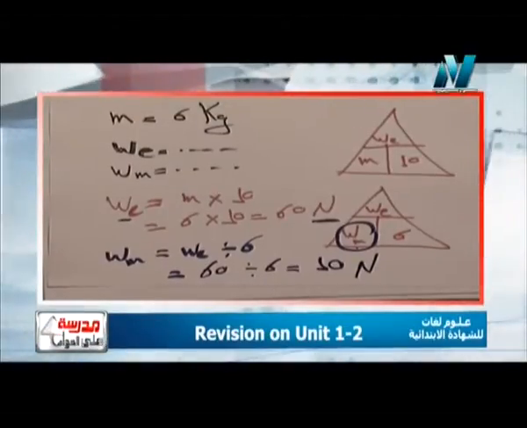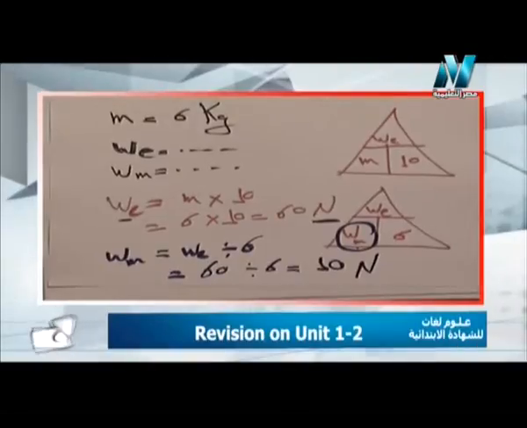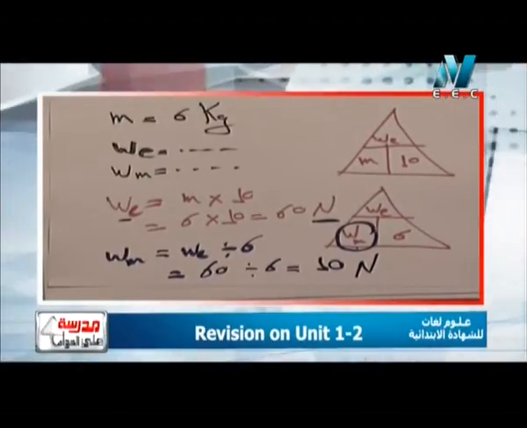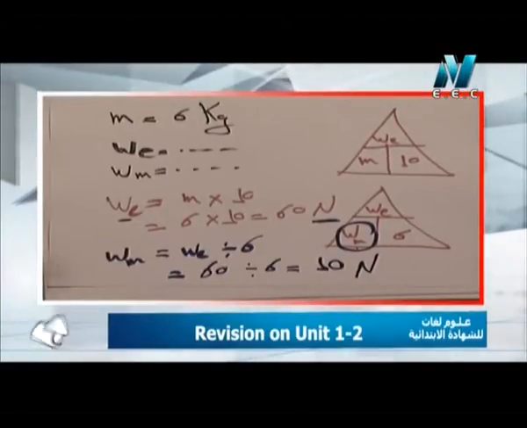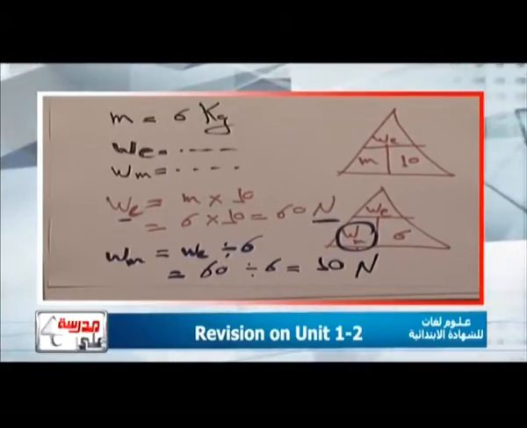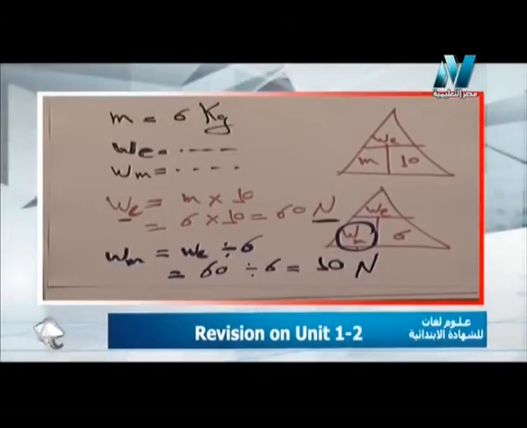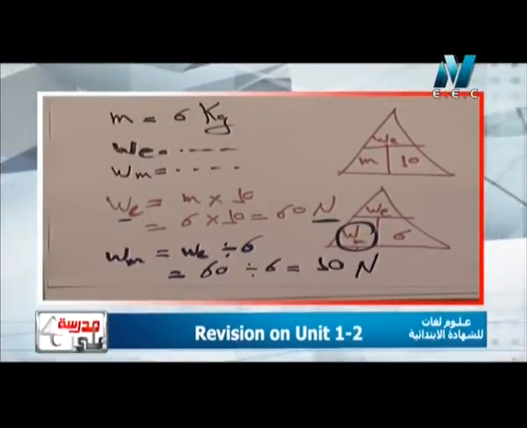So surely we can answer any problem of mass and weight by writing the two triangles, or the two secret triangles. Weight on the Earth equals mass times 10, and the mass, on the Earth and on the Moon itself because mass doesn't change, equals weight on the Earth divided by 10. Also the second rule: weight on the Earth equals weight on the Moon times 6. Weight on the Moon equals weight on the Earth divided by 6.